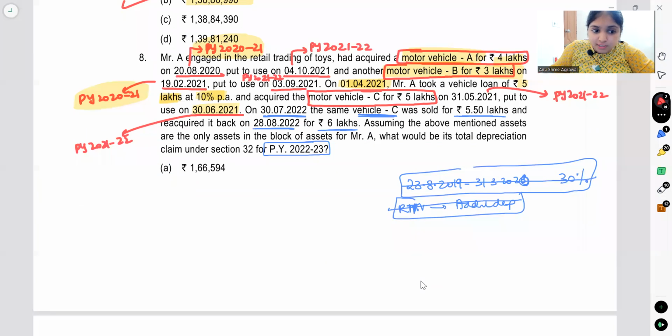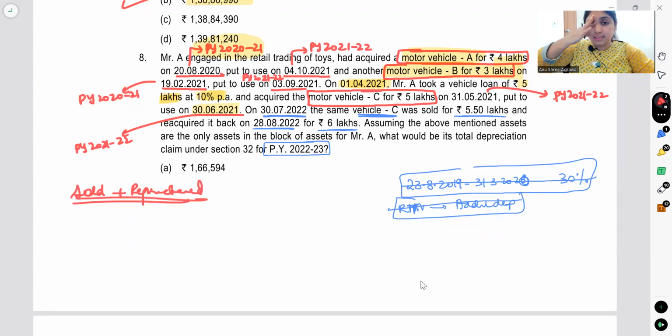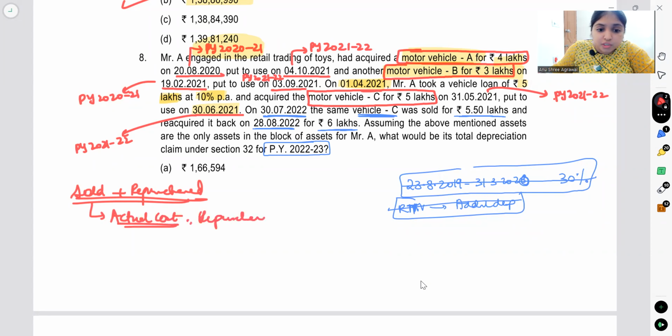Listen to me, there is a special situation. If I sold and then repurchased the asset, there is a special situation which says that in such cases, the actual cost will be whatever is the repurchase price, for how much ever we repurchased it, 6 lakhs, or whatever is the WDV upon sale. When I sold the asset, what was the WDV?